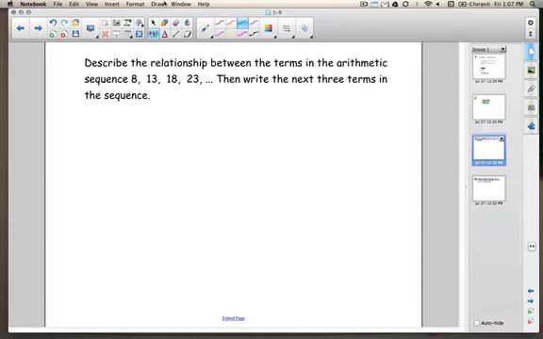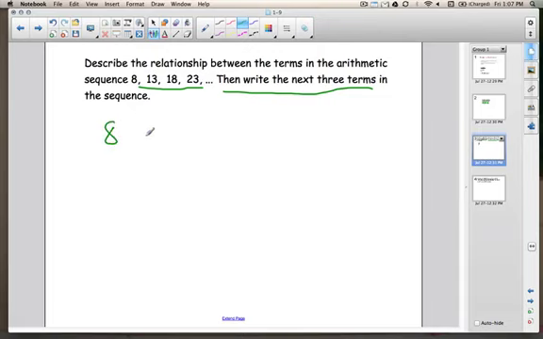So back to this example. We're going to have to describe the relationship between the terms, or between the individual numbers in this sequence right here, and then we need to write the next three terms. So we have to do two things. First, we have to find the relationship between these, and then we're going to write the next three.